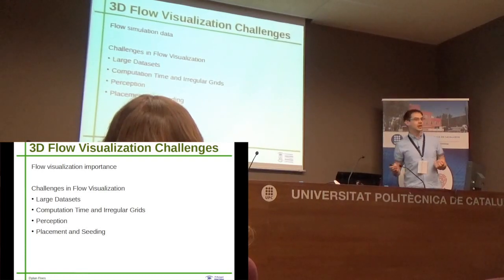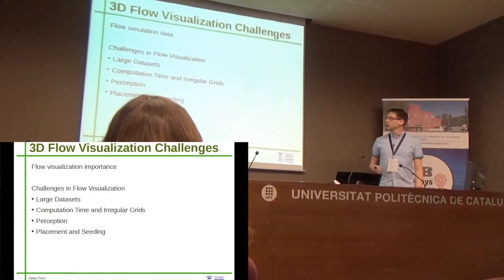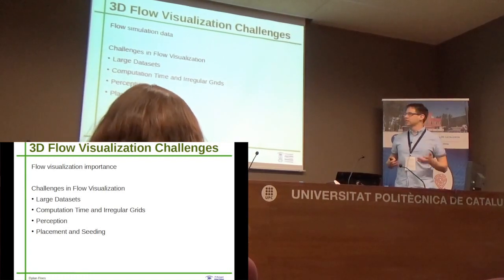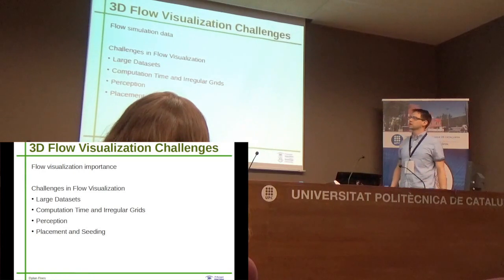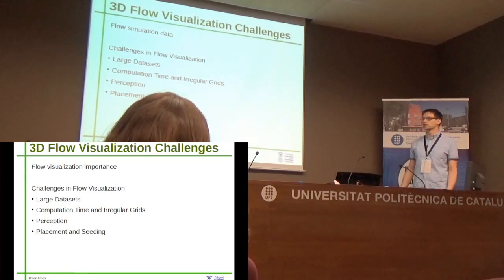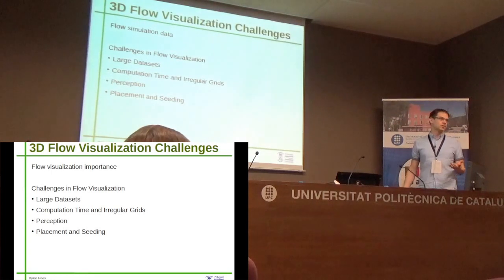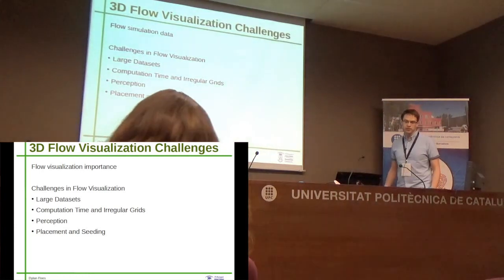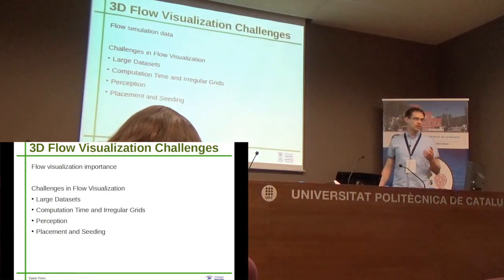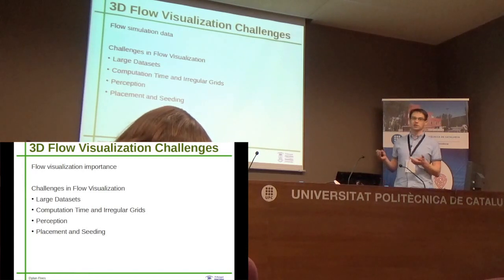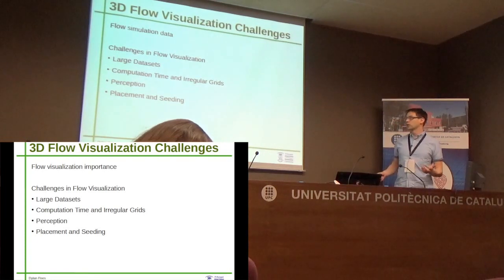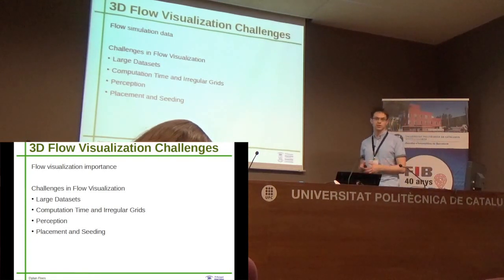I just want to touch on some challenges in flow visualization. So we've got problems with large data sets, like again what we saw with John in the last talk there. Computationally, this is a problem, and this links to the second problem, which is computational time, and then we have irregular grids. So if we're interpolating on an irregular grid, it can be an issue. We also have some problems with perception, clutter and occlusion issues, especially in 3D flow. It's hard to see the other side of the volume, as it were. And then we have placement and seeding challenges, which is where this paper fits in.